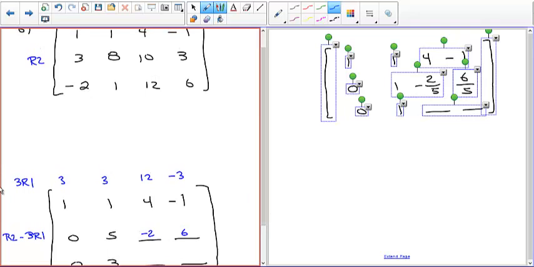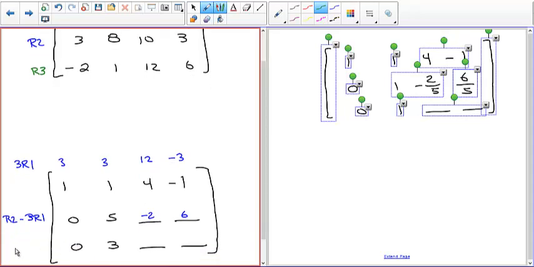And then you do the same thing for the third row. So here's row 3. What I want to do is to get a 0 here. So I'll do the same thing. I'll take the older row 3, and because this is negative 2, I'll subtract 2 times row 1.